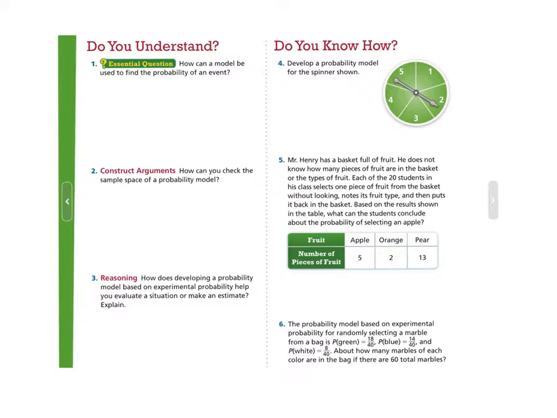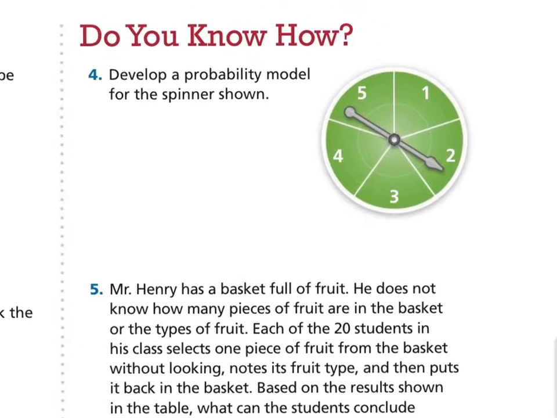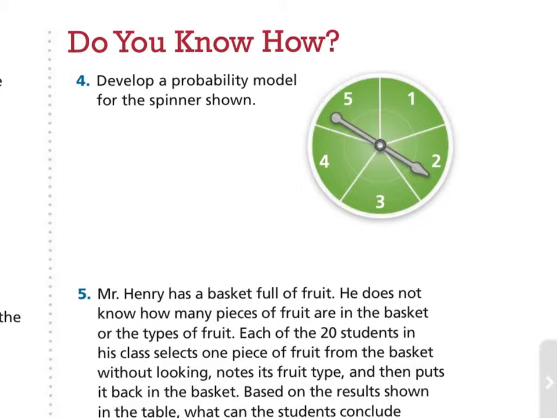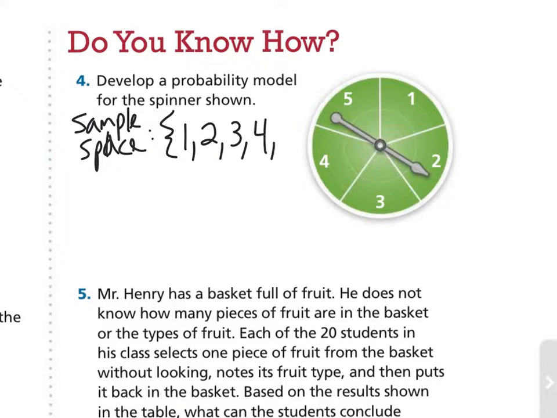So look at the Do You Know How. Number 4, they want us to develop a probability model for the spinner. So for the spinner, first of all, our sample space, we can list out the different possibilities here, which would be 1, 2, 3, 4, 5. Again, if one of the numbers showed up more than once, we'd probably want to list it more than once in our sample space, just so we know how many different possibilities we're looking at. And then we'll list out our probabilities.